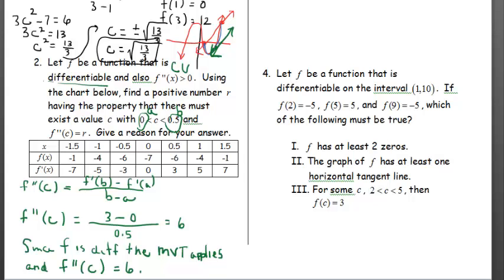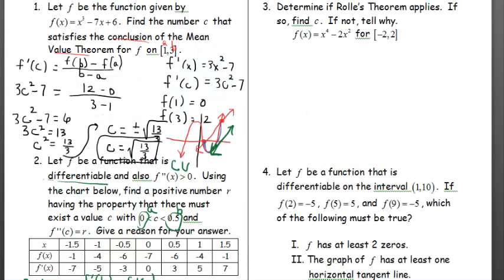All right, moving on to the next example. To determine if Rolle's theorem applies, we have to have a differentiable function. Well, this polynomial function is differentiable. The other condition is the y values have to be the same at the endpoints. So this is a, this is b.